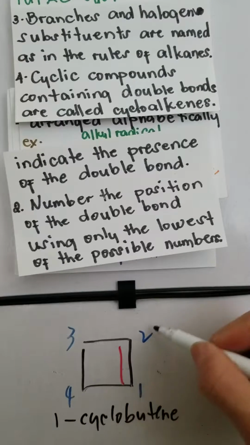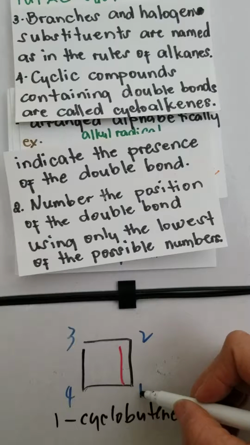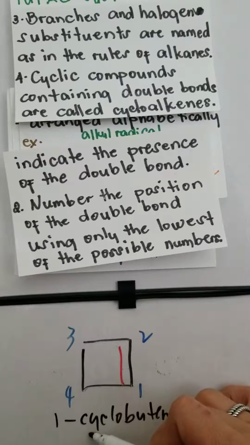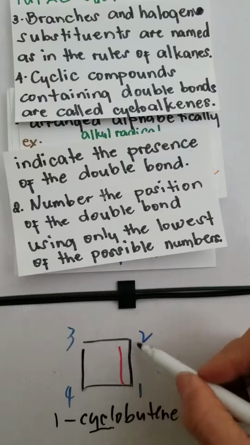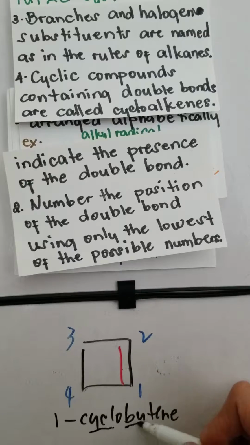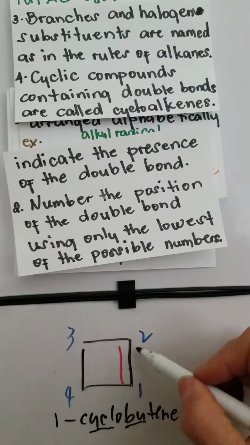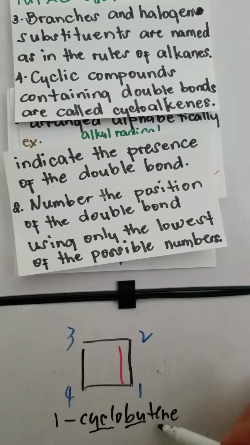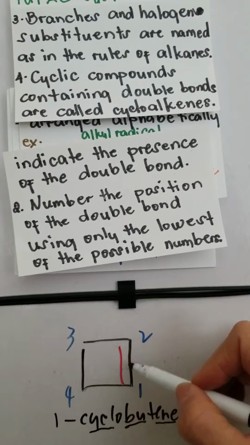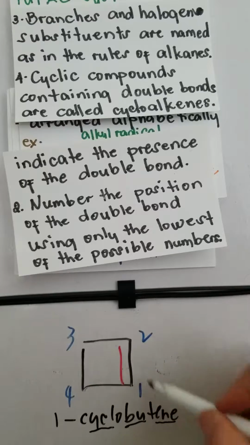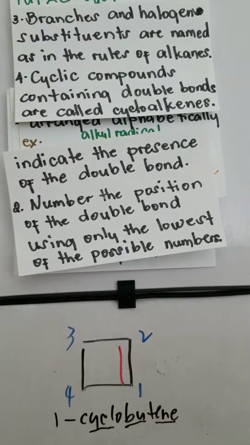Which one is lowest? 1 or 2? Of course 1. So 1, dash, with the prefix cyclo because you have a closed ring structure. Why but? Because you have 4 carbon atoms representing the 4 corners, and the suffix ene is because you have a double bond present in the structure. So 1-cyclobutene is the name for that structure.